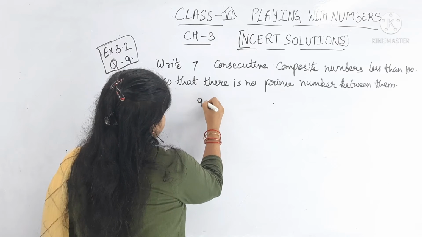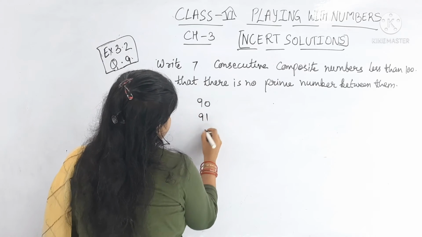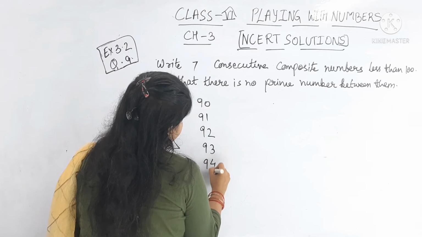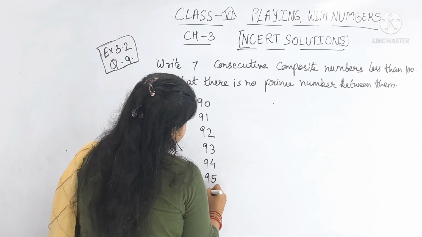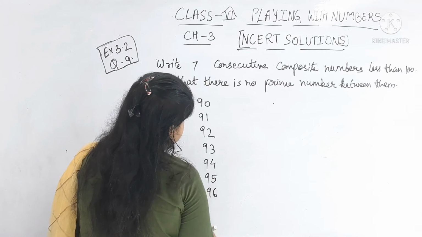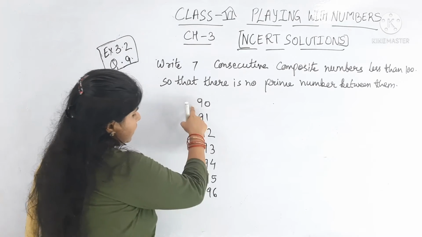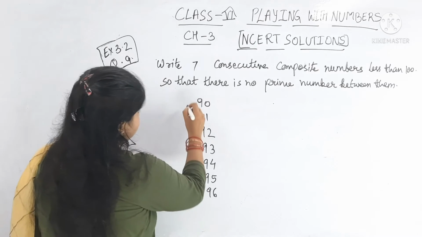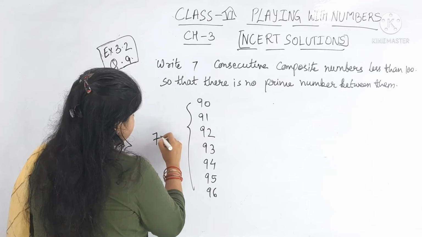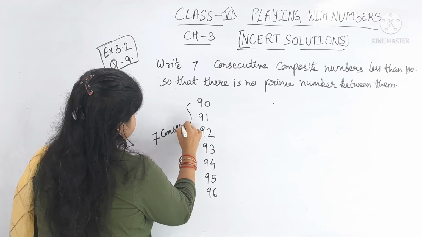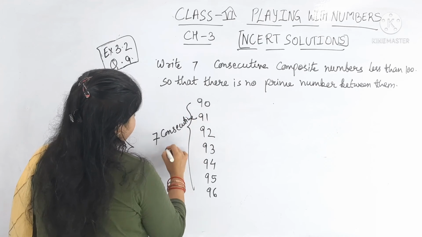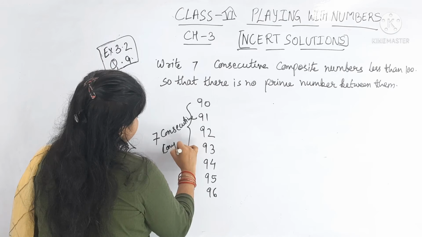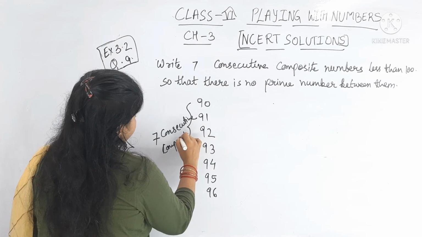90, 91, 92, 93, 94, 95, 96 up till here. These are the consecutive numbers: 1, 2, 3, 4, 5, 6, 7. These are 7 consecutive composite numbers.